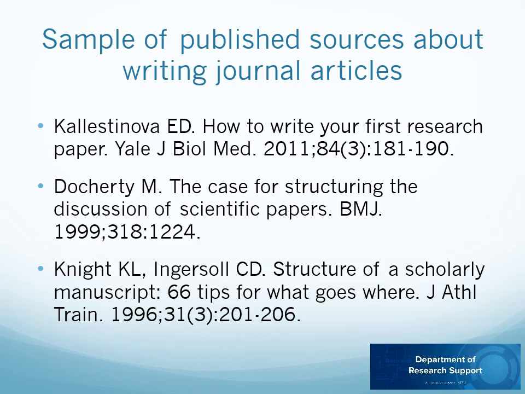The second article focuses on strategies that you can use to make your discussion section stronger. And the third article provides good tips for the kind of information that should be included in each section of an article. Some of the suggested tips are specific to writing an article for the Journal of Athletic Training, but the overall content can be applied to any article written for any journal. For more articles, simply search your favorite publication database, such as PubMed.